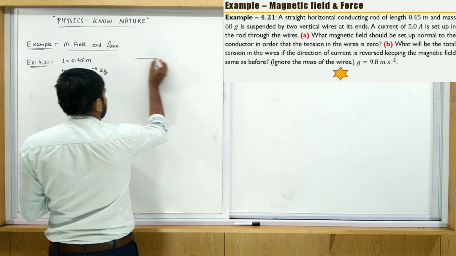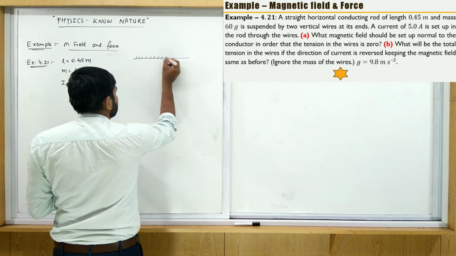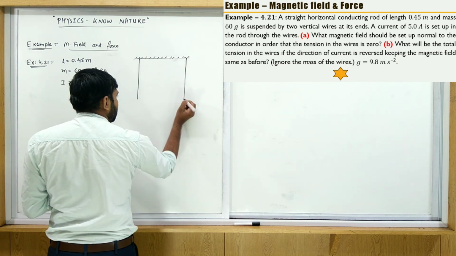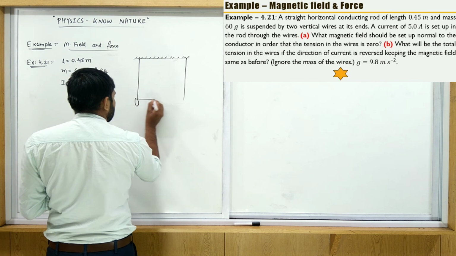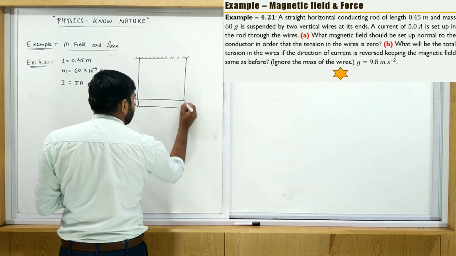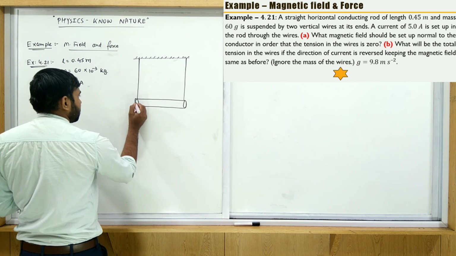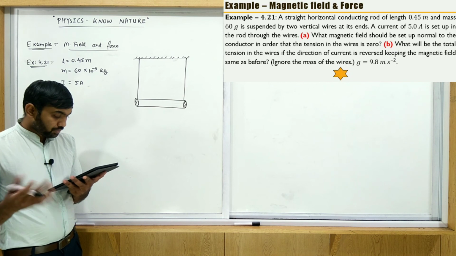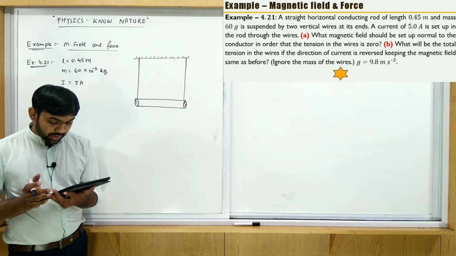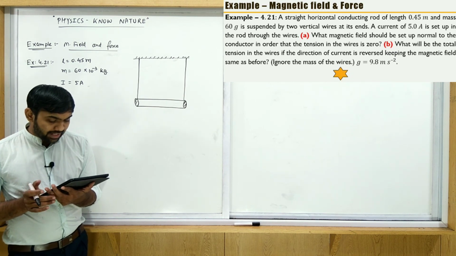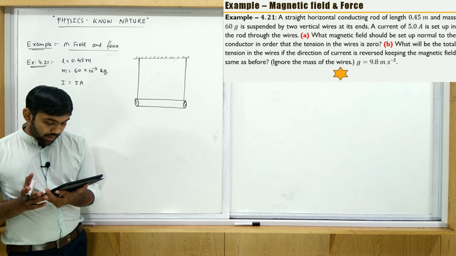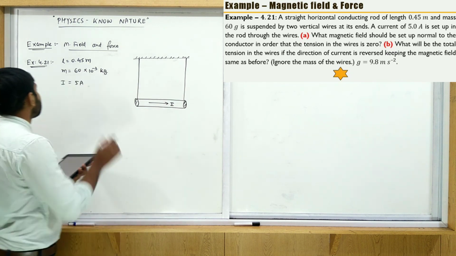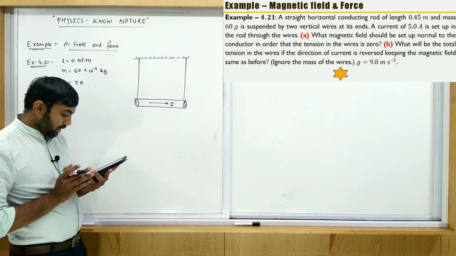Means this type of situation. Consider, suppose here the support is given to you, and these are the two wires, and the rod is suspended by the wires in this way. This is the rod suspended in this form. Okay, so what is given here? A current of 5 ampere is set up in the rod through the wire. So consider, suppose some current I flows through it. What is I? I is equal to 5 ampere.